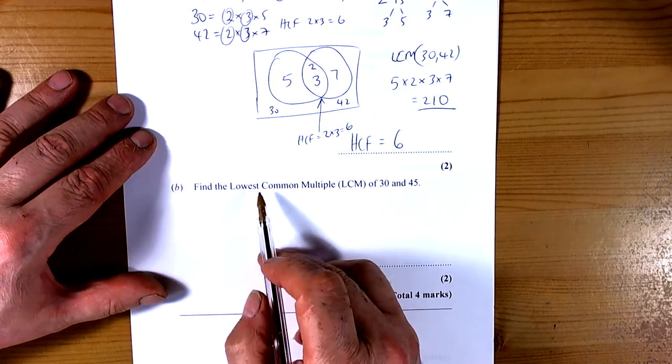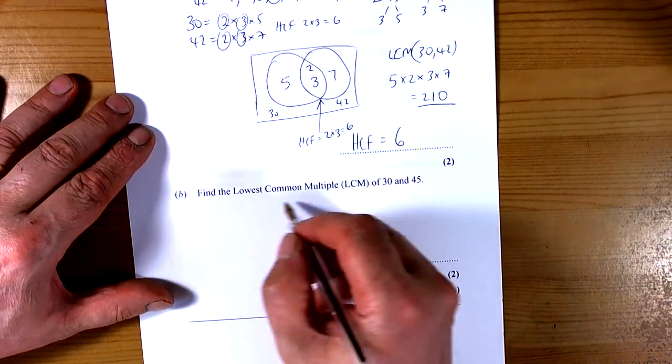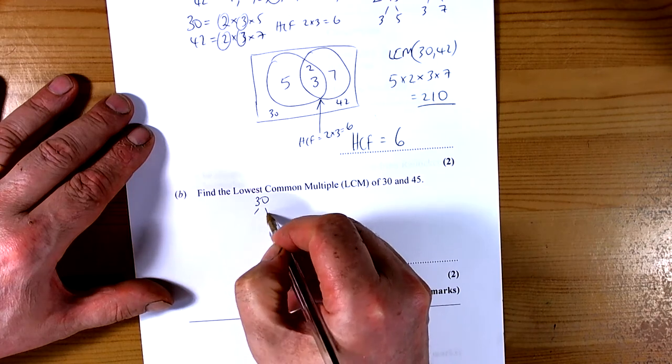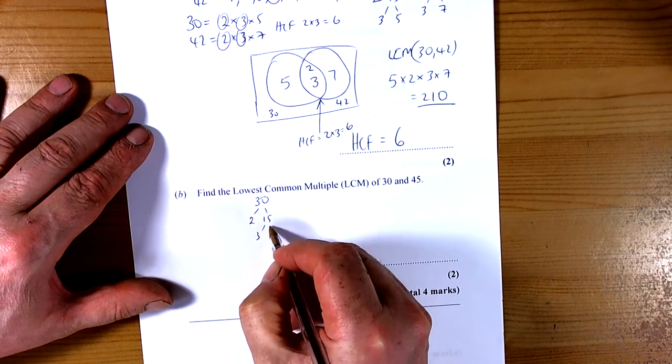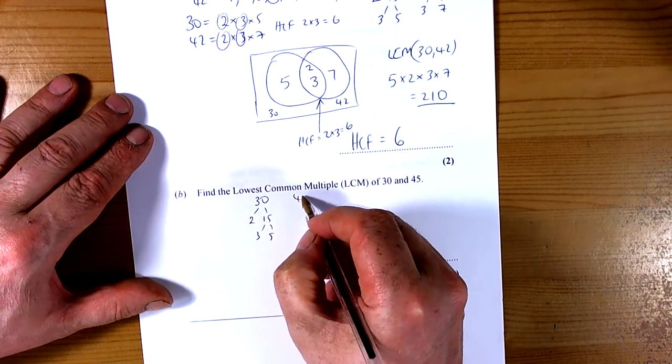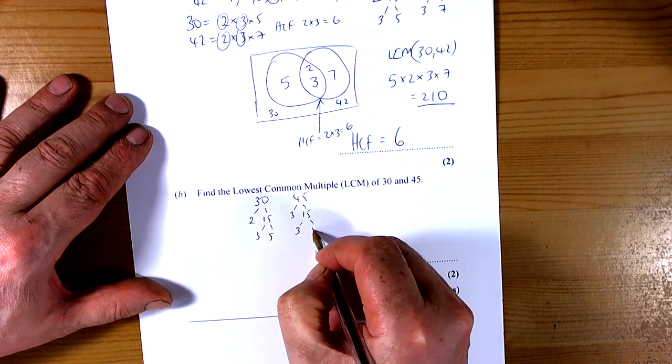So this question does ask you for the lowest common multiple of these two numbers. So I am going to do the Venn diagram method. So we are going to do the prime factors of 30. So 2, 15, 3, 5. And for 45, 3 goes in there 15 times, 3 goes in there 5 times, and both of those are prime numbers.